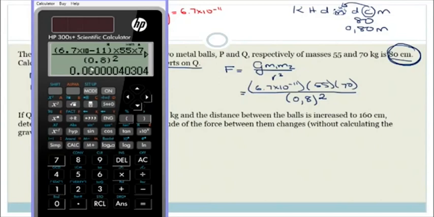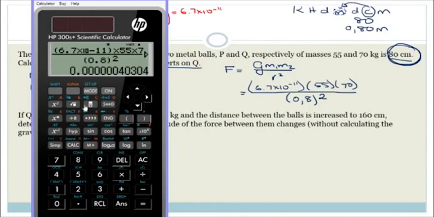Okay, let's do it. 1, 2, 3, 4, 5, 6, 7. Grade 11s, you do not write 0.000, okay? You write this in scientific notation, which means you need to be writing it like this, 6.7 times 10 to the negative 11.